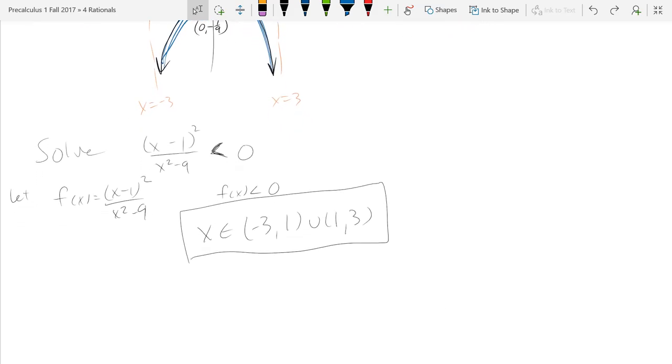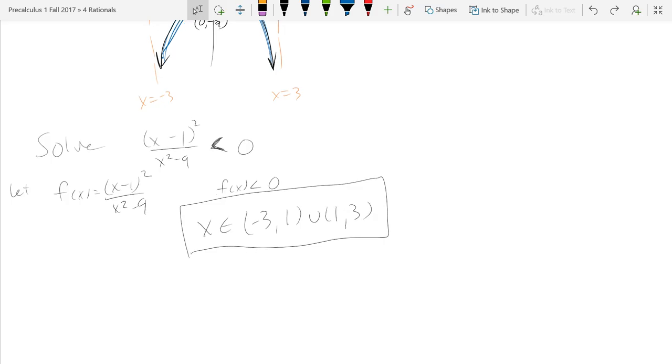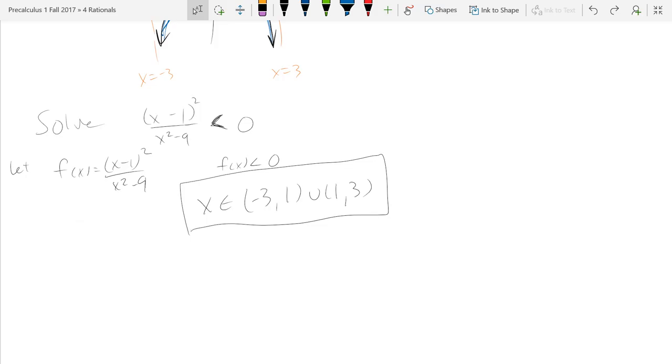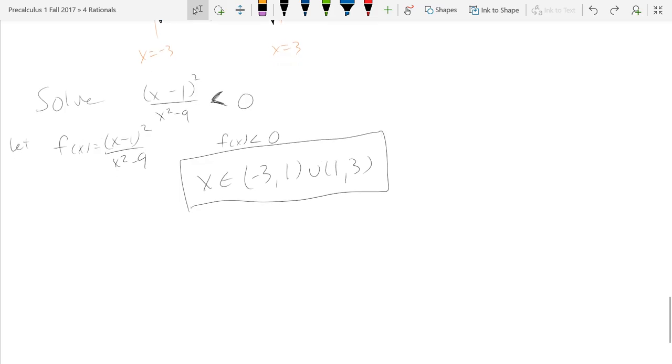So let's look at a backwards question, or an inverse question. I'm going to write down a graph, and we're going to figure out where in the world this comes from. It's going to be a rational function. So the most important things to pay attention to are the x-intercepts and the vertical asymptotes. Those are the two most important things. We'll also look at the y-intercept as well as the end behavior. Those four properties make up the graph.